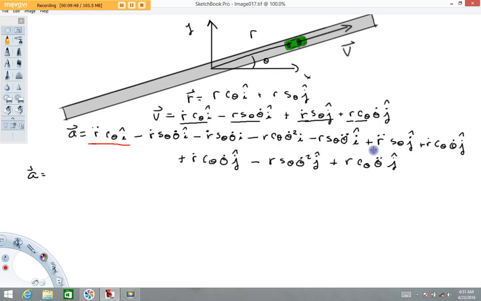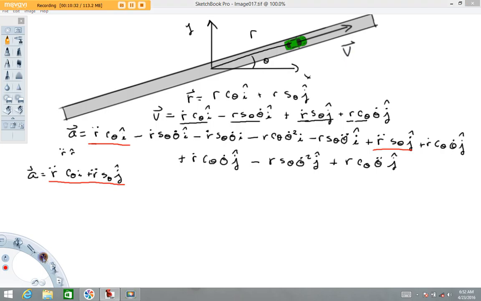Where'd it go? I saw one. Oh, this term's got an r double dot. So what we're going to have here is r double dot cosine theta i plus r double dot sine theta j. Now, if you remember when we were studying cylindrical motion, the unit vector r is in this direction, and that unit vector is equal to cosine theta i plus sine theta j. So this term right here is r double dot in the r hat direction. I'm going to keep that underlined in red. That's the acceleration that we're getting in this direction if the guy were giving it the gas.